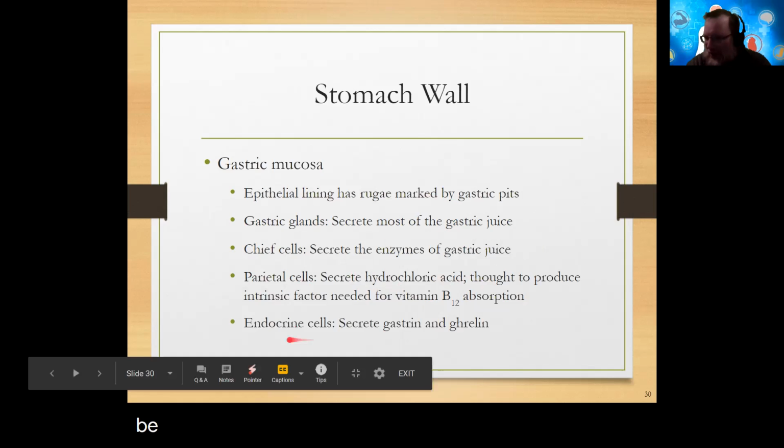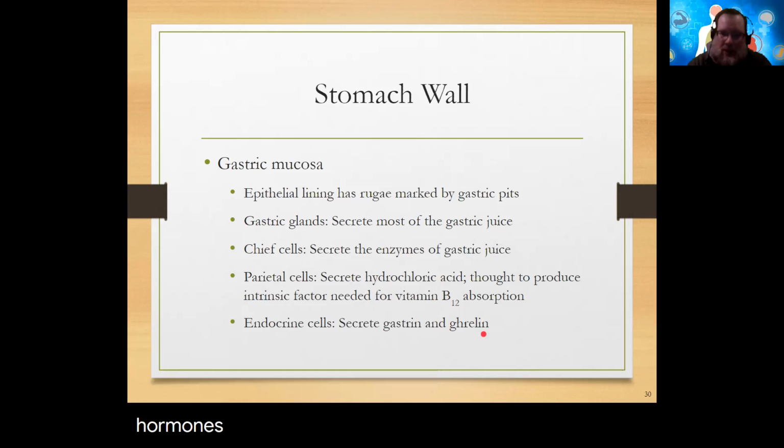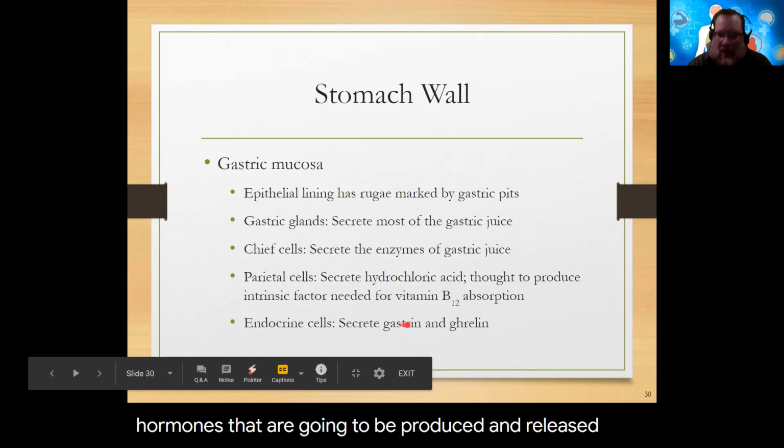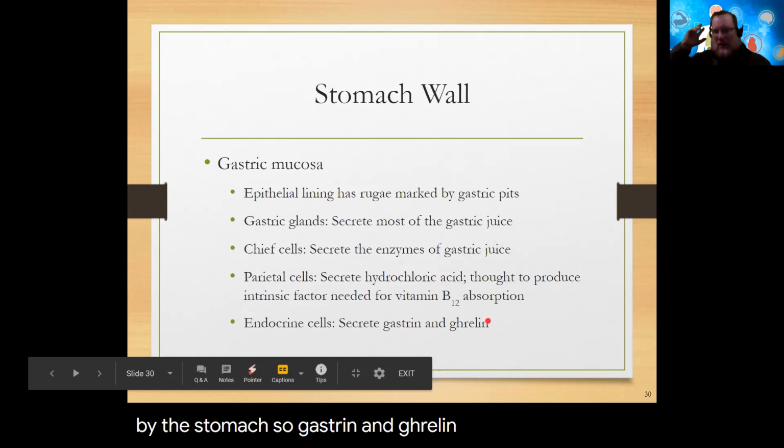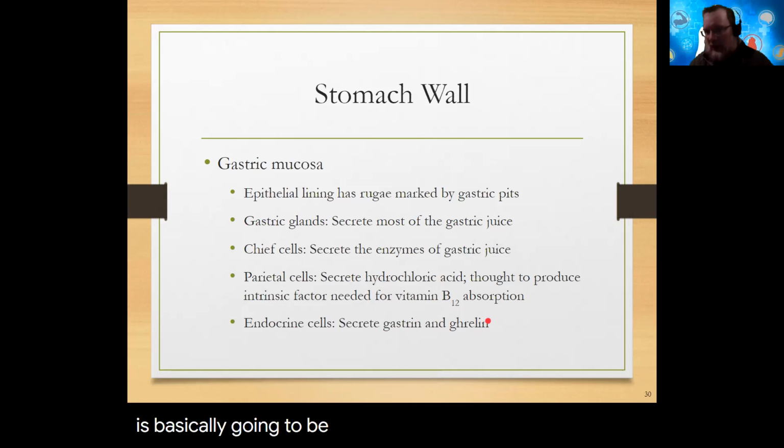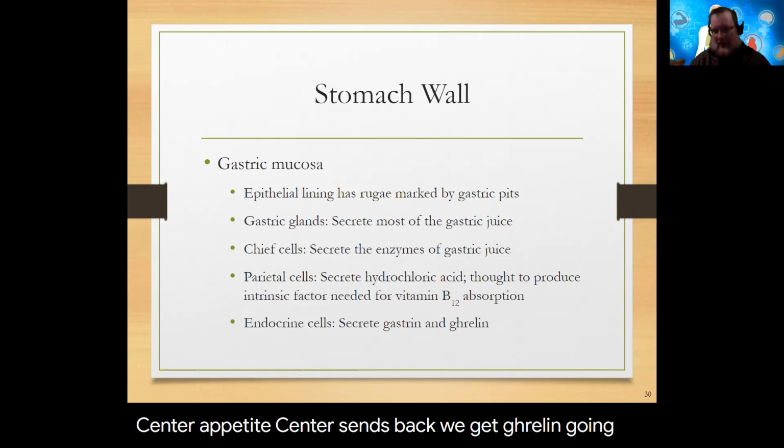There's going to be some endocrine cells as well. Gastrin and ghrelin are two hormones that are going to be produced and released by the stomach. Both of these really are kind of hormones of the appetite. Ghrelin especially, we think of ghrelin and stomach growling. We've seen it before when we did the endocrine system. Well, here it is again. We'll also look at it next semester in advance. But ghrelin is kind of a stomach growling hormone. So when the stomach is empty, and it's really empty, signals are sent to the brain, the appetite center sends back, we get ghrelin going. That gets the stomach kind of growling.